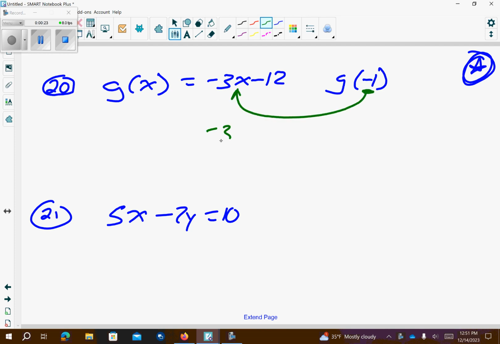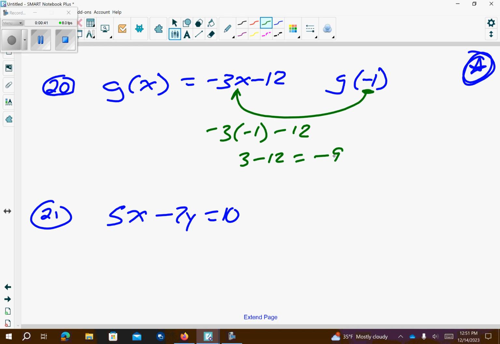So I'm going to get negative 3 times negative 1 minus 12. So that gives you positive 3 minus 12. So the answer is negative 9. Okay. Again, just keep tabs on all the stuff we've been doing so you can work through it.